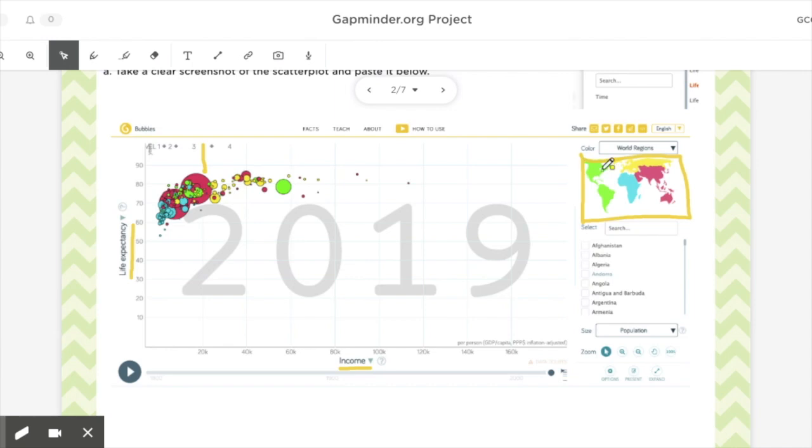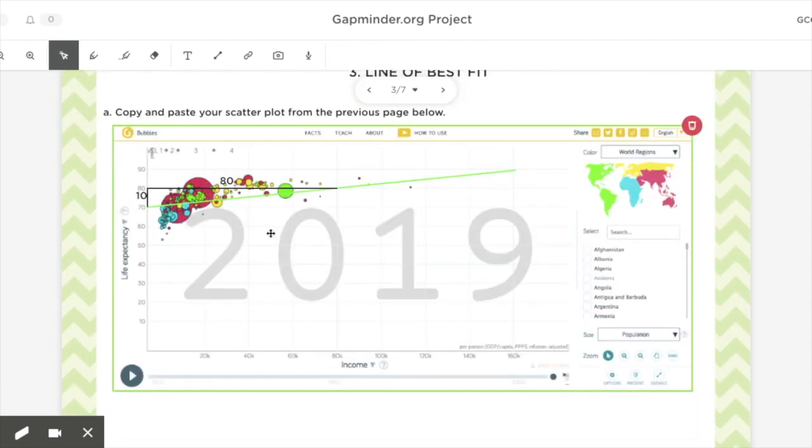So, for example, all green bubbles are from the Americas, all blue bubbles are from Africa, all red bubbles are from Oceania or Asia, all yellow bubbles are from Europe and or Russia. And yeah, so to analyze this data, I did a line of best fit, as you can see right here.